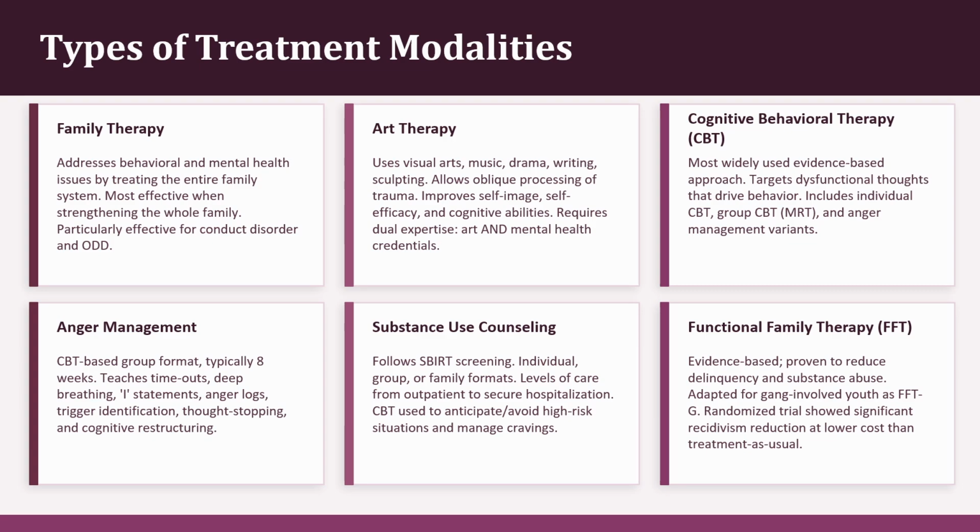Substance use counseling follows the SBIRT screening process and uses CBT to help youth anticipate and avoid high-risk situations, manage cravings, and build relapse prevention skills. Finally, functional family therapy, FFT, has been successfully adapted for gang-involved youth as FFT-G. A randomized controlled trial found that FFT-G significantly reduced delinquency at lower cost than treatment as usual, with the strongest effects among youth at highest risk of gang involvement.